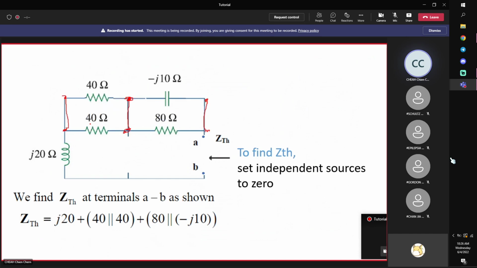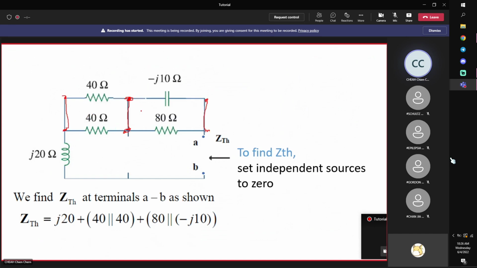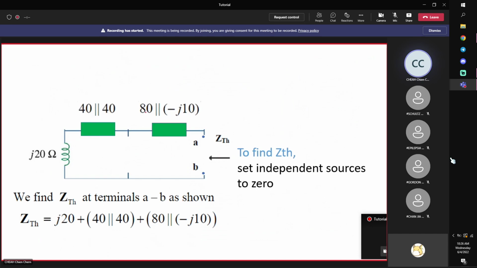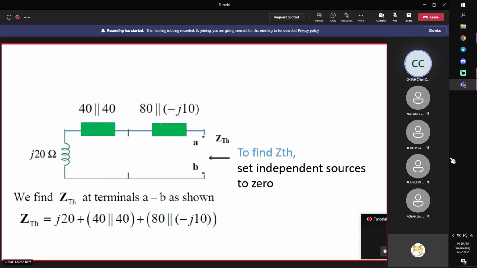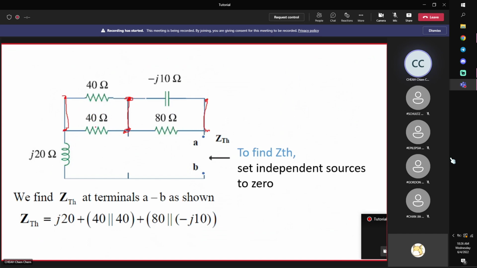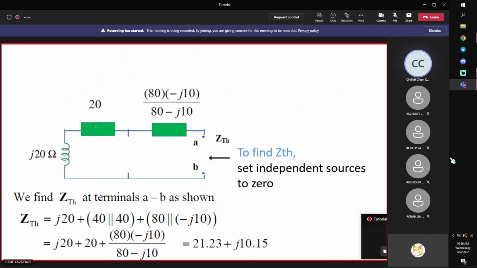All right. In fact, we know that if you have this parallel this, the notation is this: 40 parallel 40, 80 parallel negative j10 is this notation. And what this notation means is Z1 Z2 divided by Z1 plus Z2. Take note that if you have two resistors of the same value in parallel, as I mentioned to you, the value is always half.